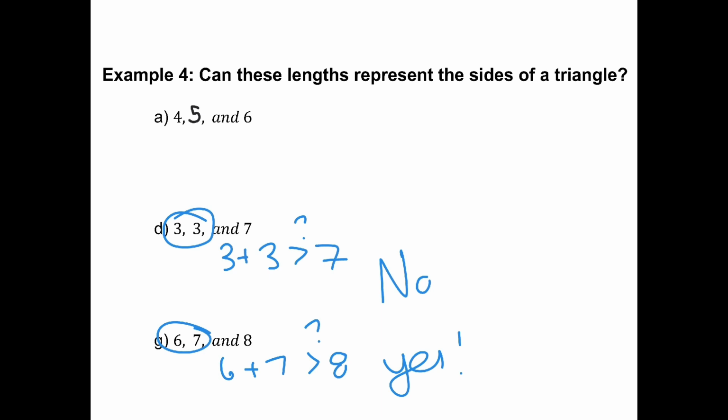So we already did A. I'm just kind of going down. I know this is D and G, but look, if we add the 3 plus 3 together, is it bigger than 7? No, 3 plus 3 is 6. It's not bigger than 7. So D cannot make a triangle.